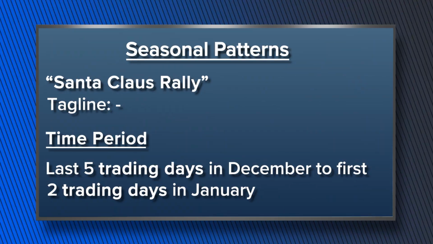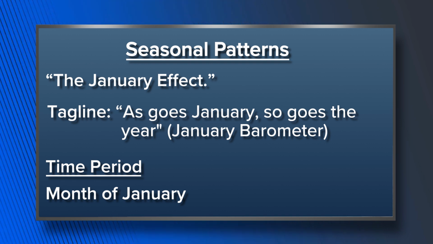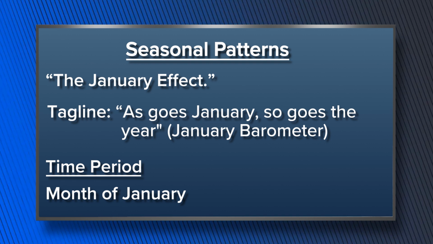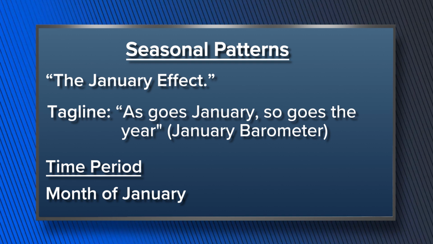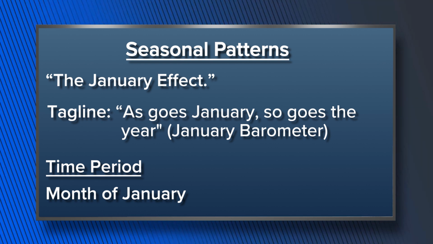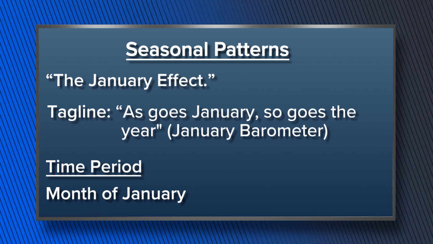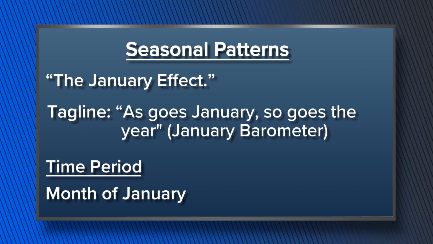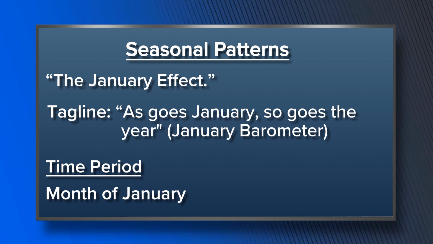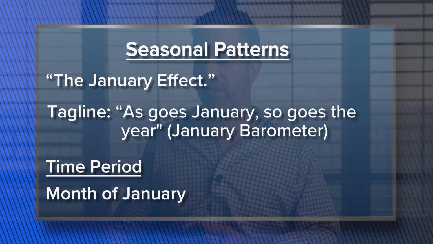Another seasonal pattern is the January effect. So this pattern basically says that as January goes, so goes the rest of the year. The Stock Traders Almanac invented something called the January barometer based on this seasonal pattern. So according to the Almanac, the performance of the market in January has foretold the course of the market for the rest of the year 73.2% of the time.